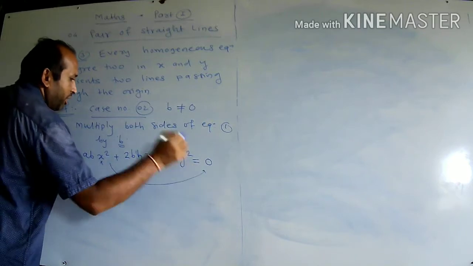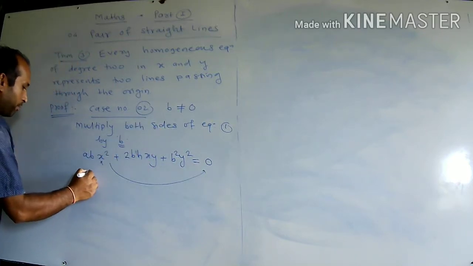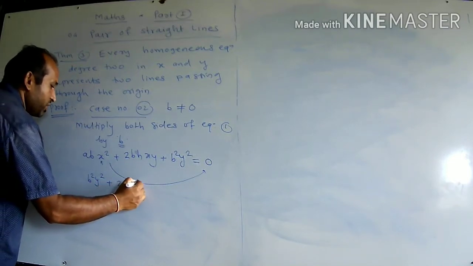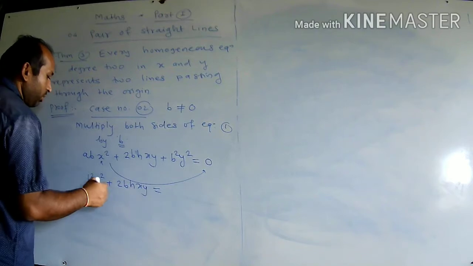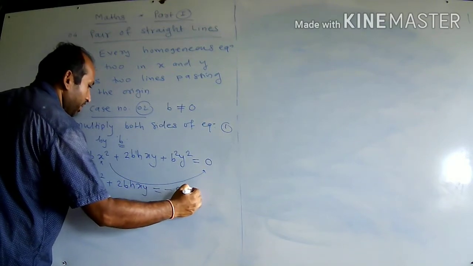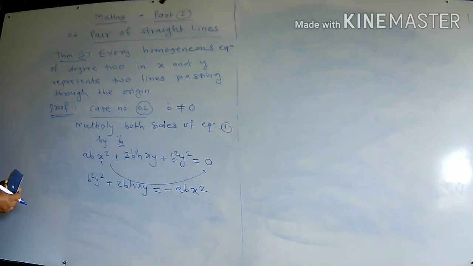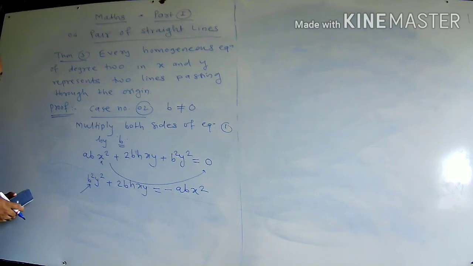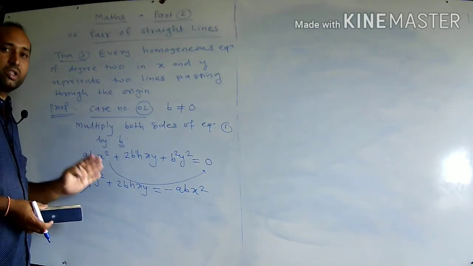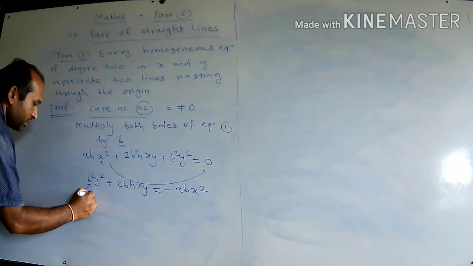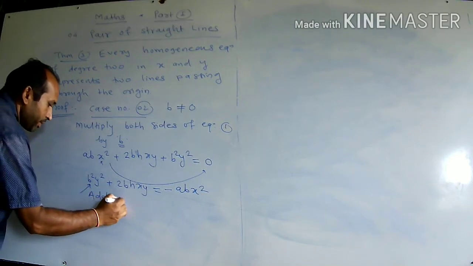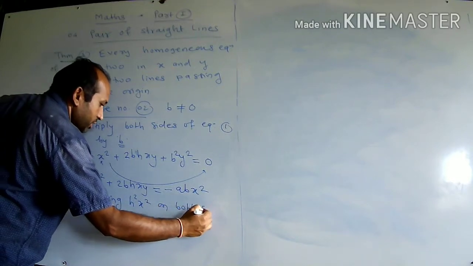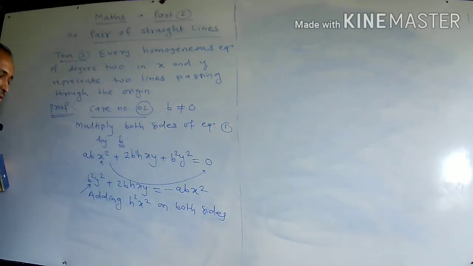Then take this term to the right side, it will become minus. So we have b square y square plus twice bh xy is equal to minus ab x square. Then for the completion of the complete square of the left hand side, we have to add h square x square on both sides. So the next step is adding h square x square on both sides.